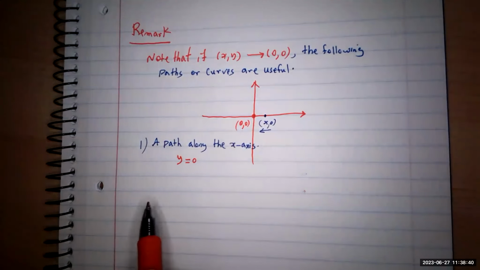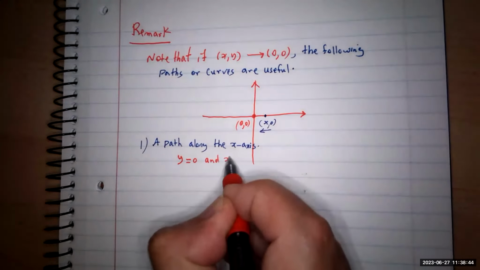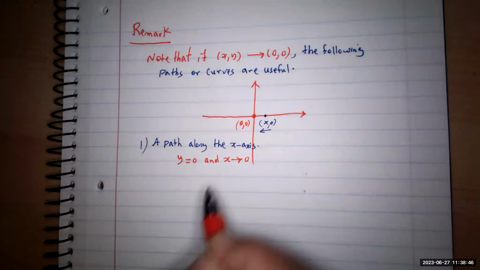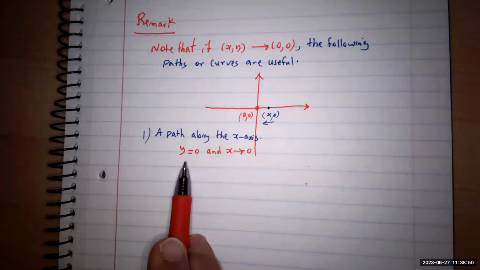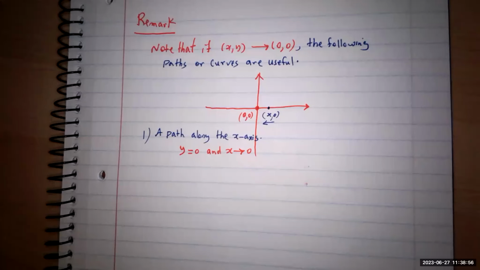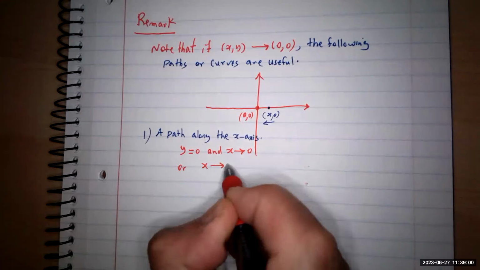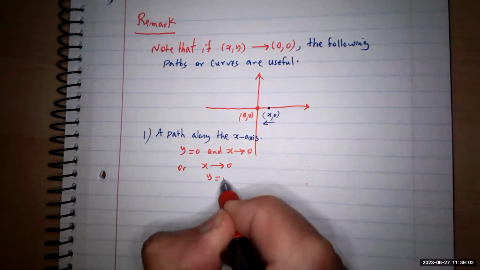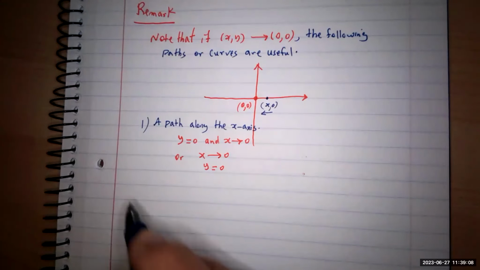Okay, and x goes to 0. So this means you go to your function, you replace the y by 0, then y would disappear. You find the limit when x goes to 0. Okay, so this is the way we write it down. We say x goes to 0, but y is 0. So that's going to be the path along the x-axis. Okay, I'm going to use it in a minute.